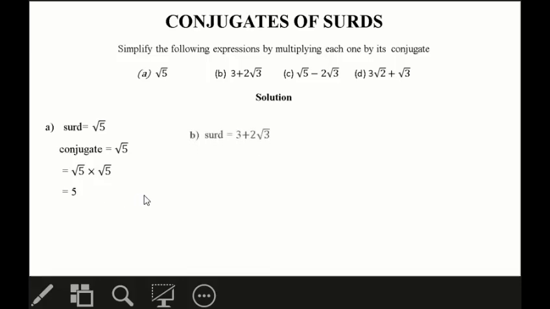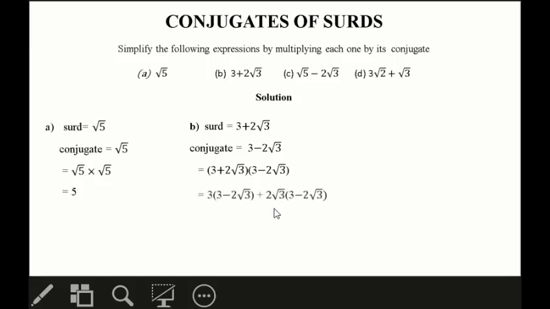Good. When we look at the second expression, which is 3 plus 2 root 3, that becomes the surd that was given. Then its conjugate is the same expression, but this time positive changes to what? Negative. Good. Then we're multiplying the surd by its conjugate. Then we are going to get an expression like this. Bracket open, 3 plus 2 root 3, bracket close, another bracket open, 3 minus 2 root 3.